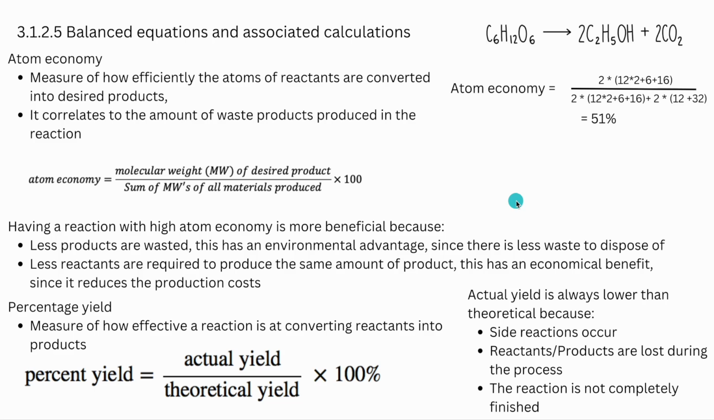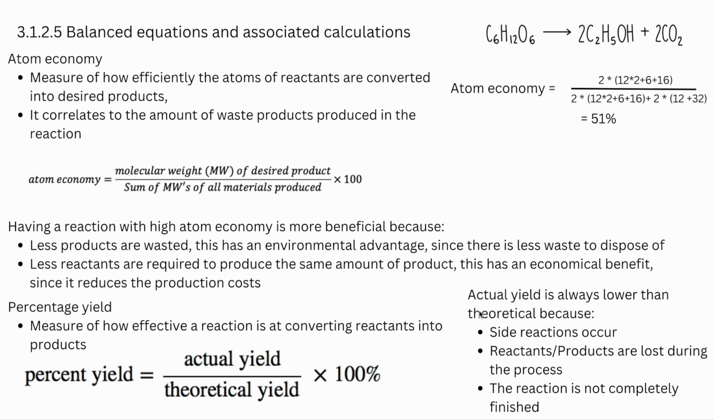Why is having high atom economy beneficial? Having high atom economy would mean that most of the products are used and small amount of waste product is made, which means that there is less waste to dispose of, which is beneficial to the environment. Also, when atom economy is high, this means that most of the reactants are turned into products, which means that factories do not have to buy a lot of raw materials to produce the same amount of product. This has economical benefits.